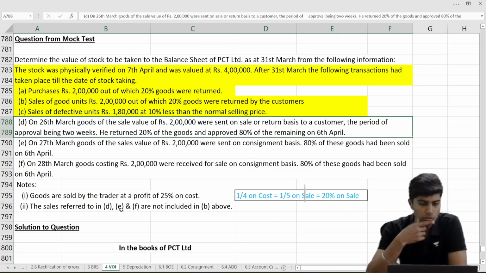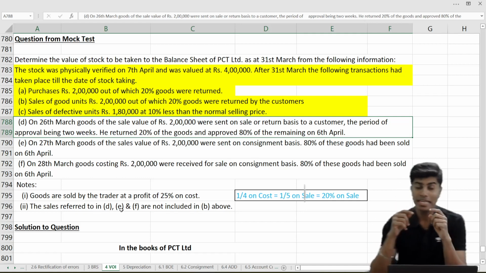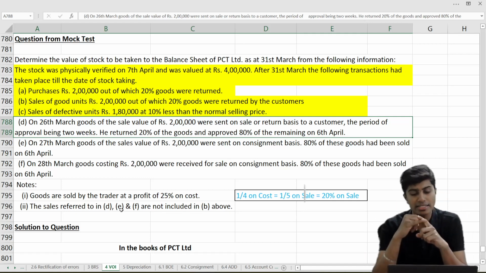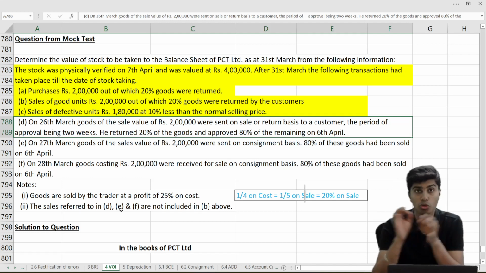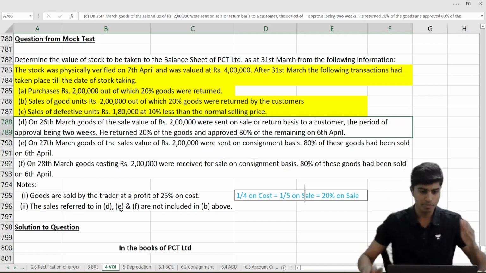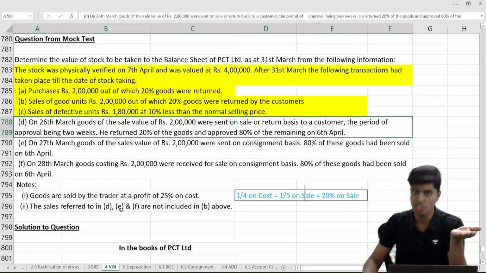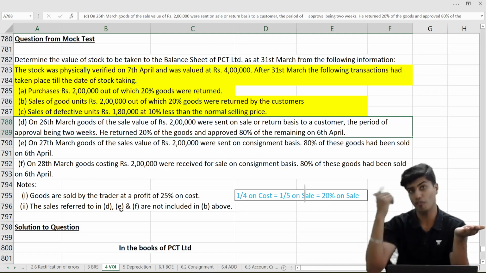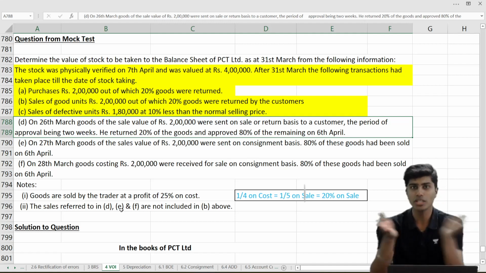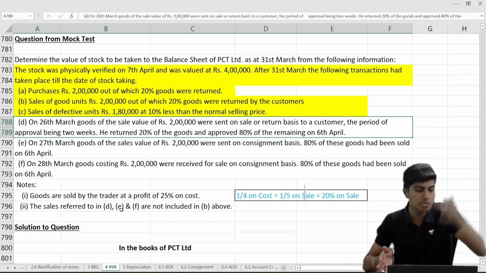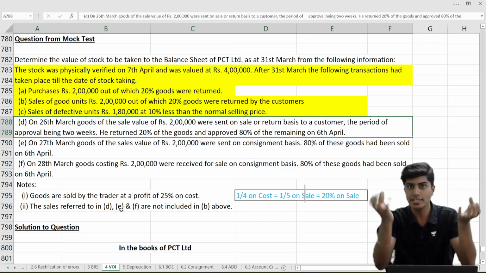The period of approval being 2 weeks, he returned 20% of the goods and approved 80% of the remaining goods on 6th of April. So he has returned 20% and he has accepted 80%, but both of it is happening on 6th of April. Remember the dates. You have sent the goods on 26th of March. He has time till 9th of April, but he has returned 20% and accepted 80% on 6th of April. What we are concerned about is 31st of March, which comes between 26th of March and 6th of April.